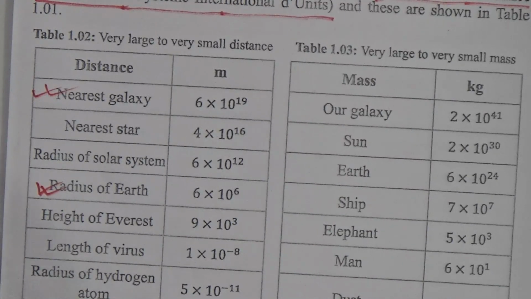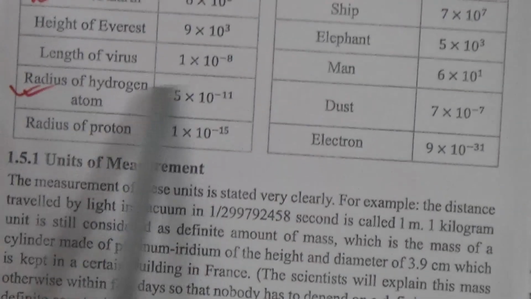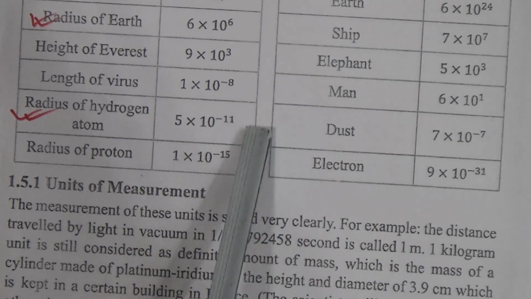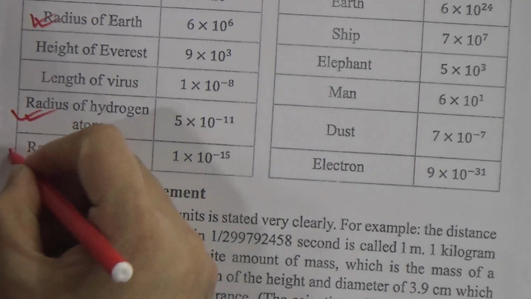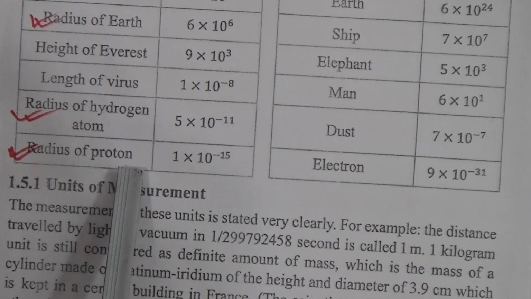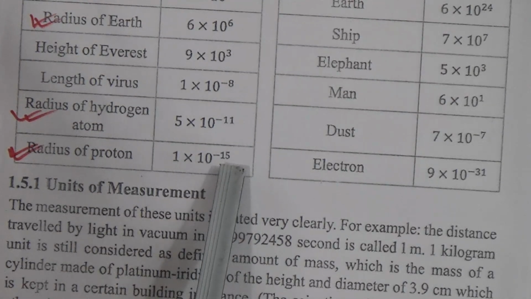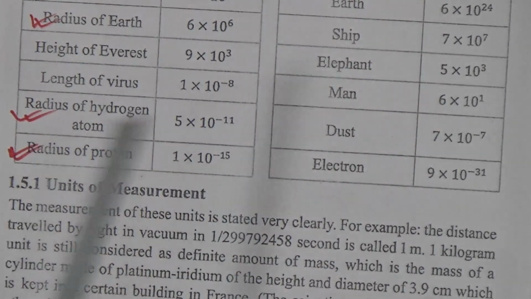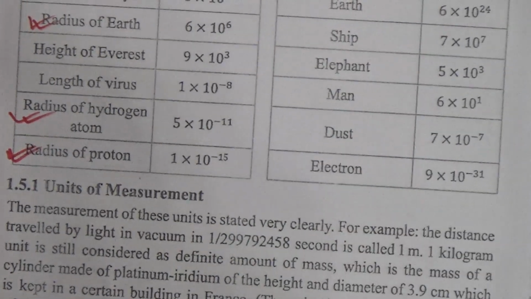And the radius of a hydrogen atom, this one is also very, very important for MCQ. The radius of a hydrogen atom is 5 × 10^-11 meter, and the radius of a proton, that one is also very, very important for MCQ. The radius of a proton is 1 × 10^-15 meter. Okay, my dear students, now come to mass.